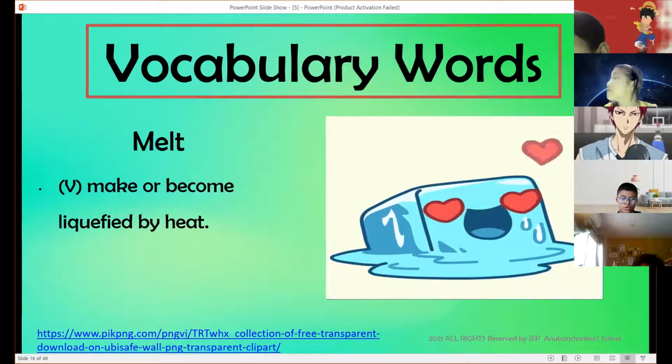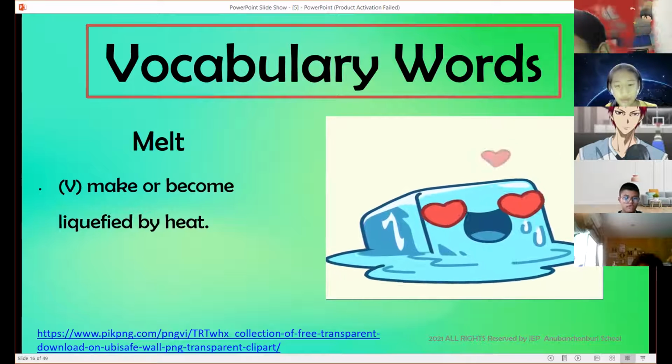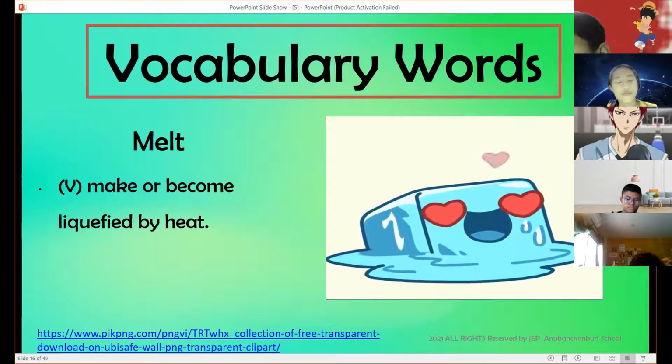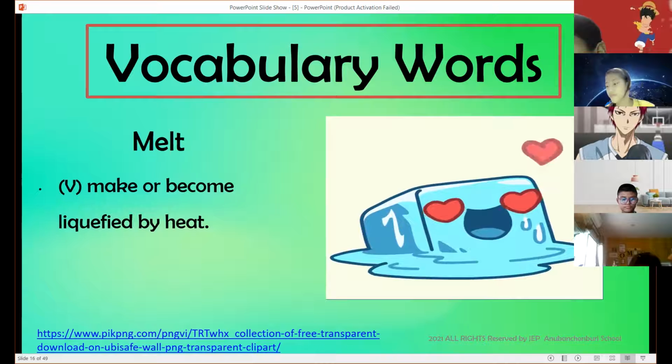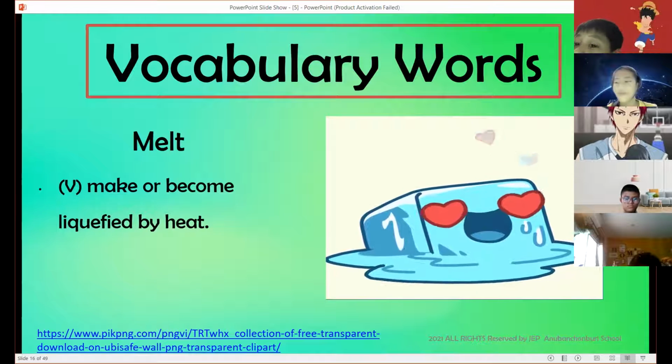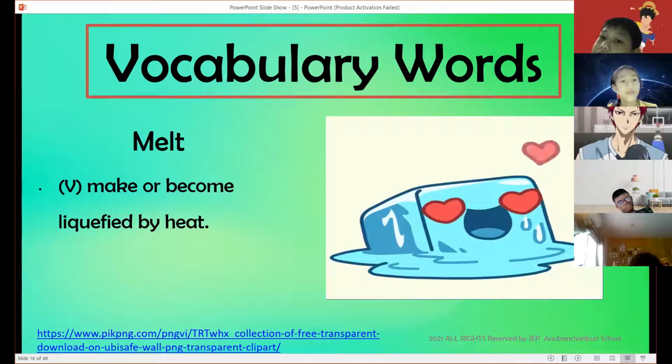What is that, Jirayu? Butter. Butter. Yeah. What else? What about ice cream? Oh, ice cream. Yeah, sure, ice cream. Ice cream can melt. What else?